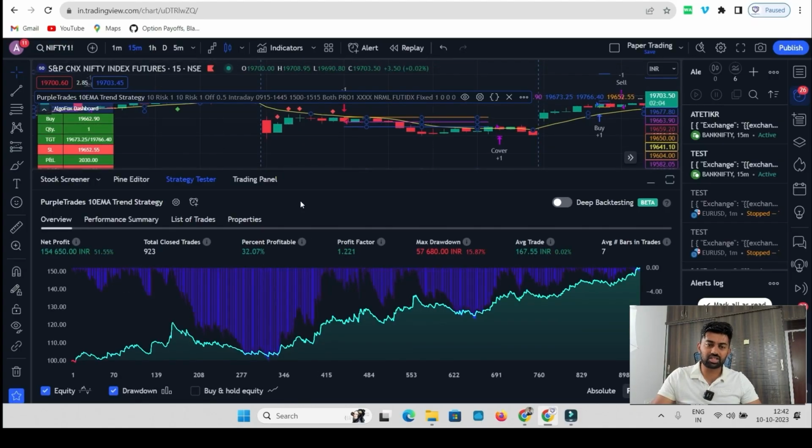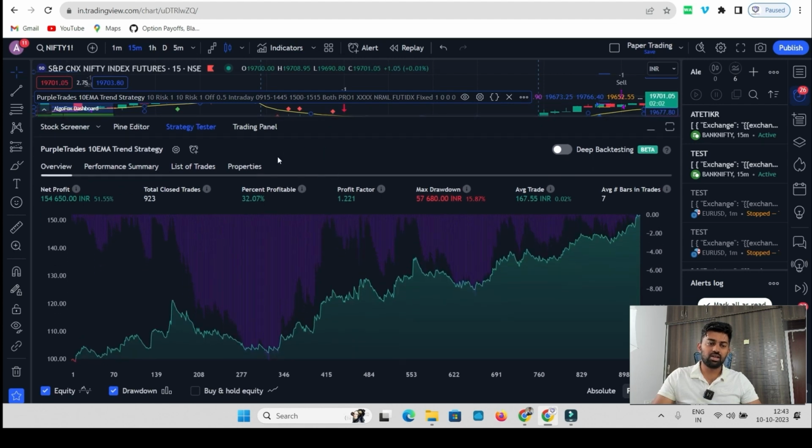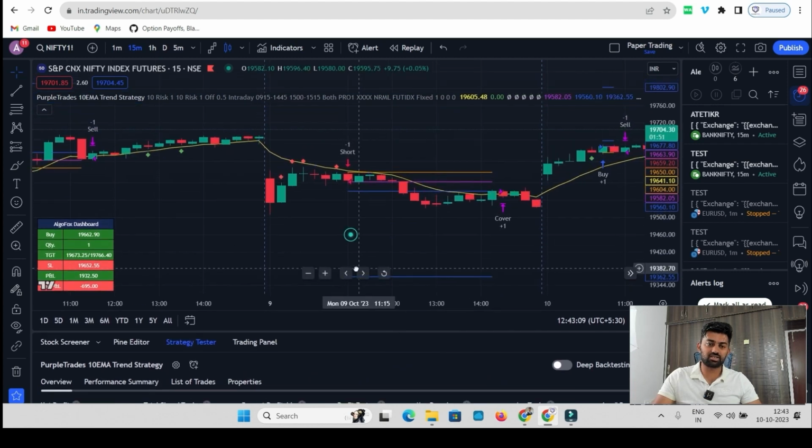On a 15-minute chart, the strategy works a little better. You will see a very beautiful curve. Drawdown is also very, very less. Profitability is 32%. Win rate is, and net profit is 51%. On the chart, this is how the strategy looks like.